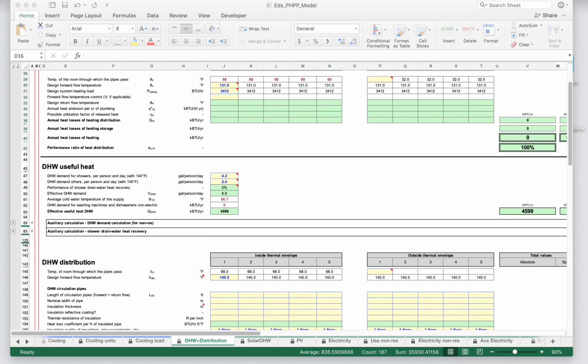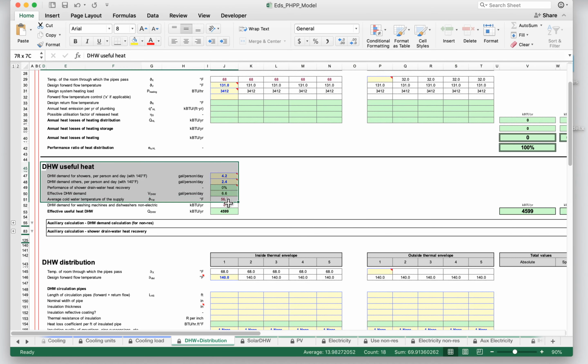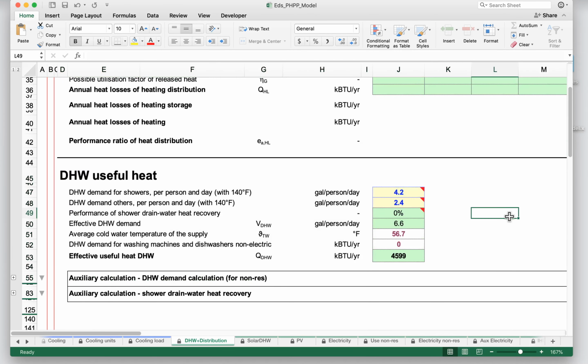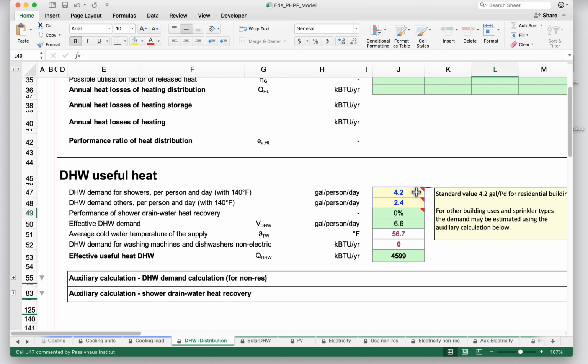So the next section, the middle section starting on row 45, labeled DHW useful heat. And let me zoom in a little bit so that we can see what we're up to. This is the section where we're actually going to model or input information around hot water energy consumption by our residents, by the people in the building. And notice here we've got some defaults in, and we also have some helpful hints.